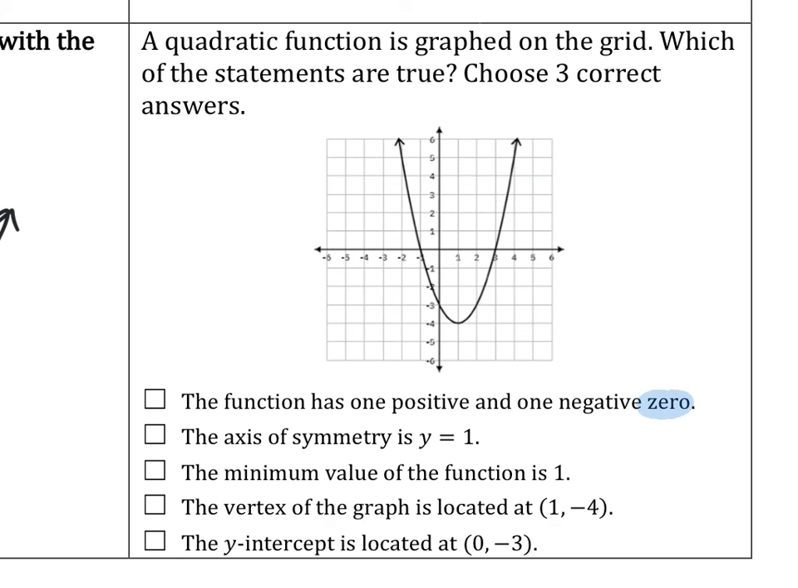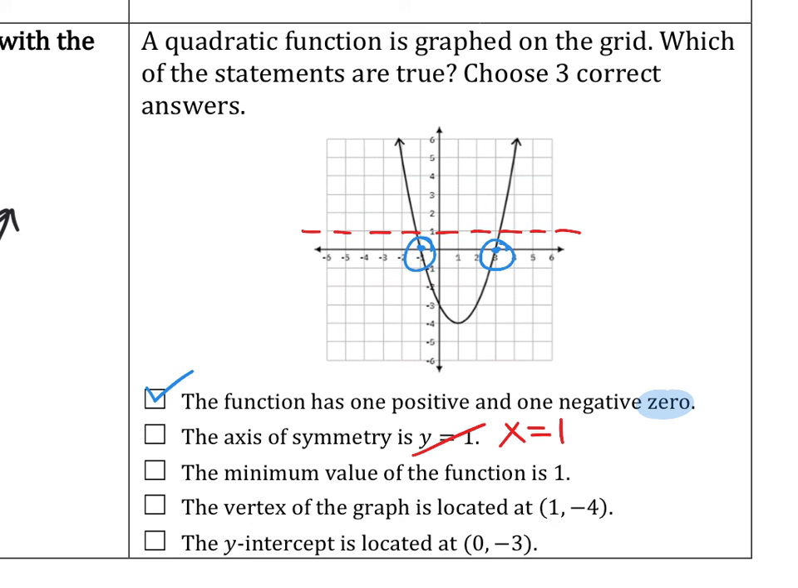Where do I find the zeros on a graph? The x-intercepts. Does it have 1 positive and 1 negative? Yes. Okay, that one's true. The next one says the axis of symmetry is y equal 1. If I were to graph y equal 1, it would look like this. Is that where the axis of symmetry is? No. What should that say? Instead of y equal 1, it should say x equal 1 to make it a vertical line. So that one's not true.